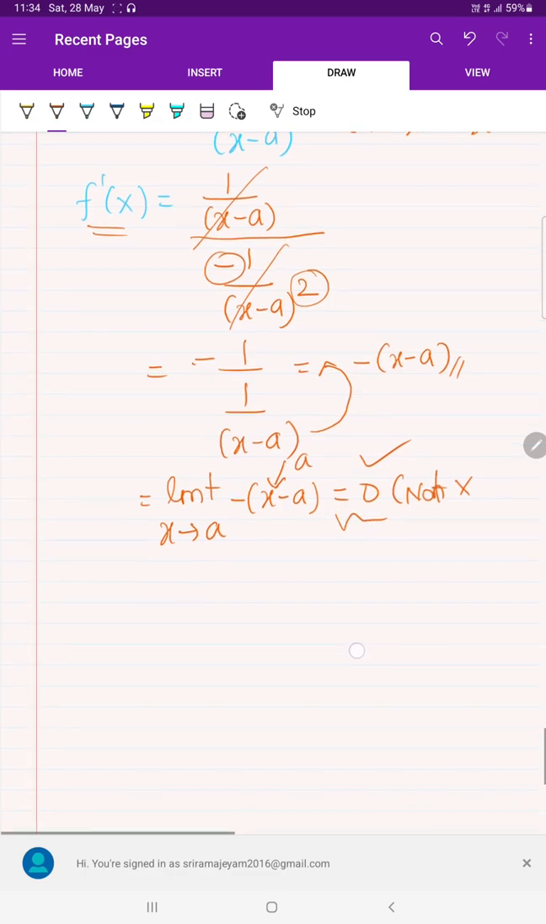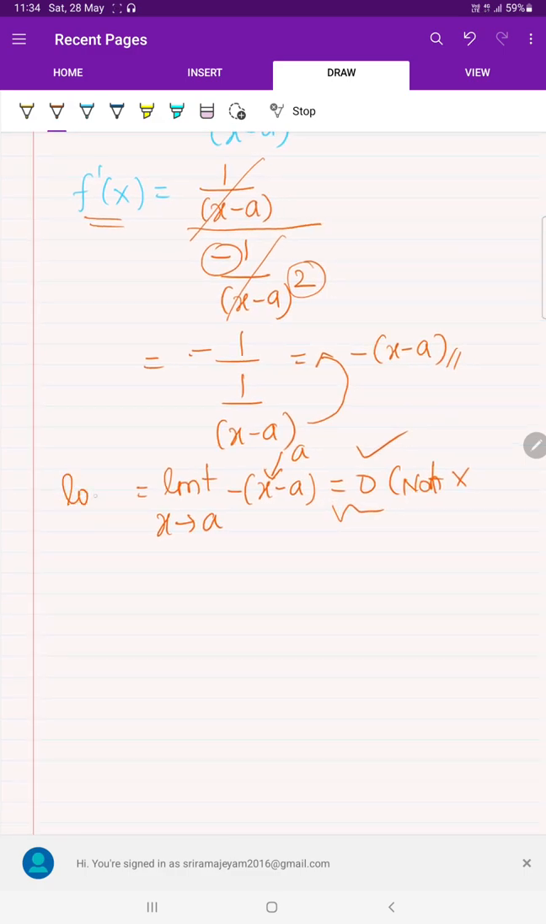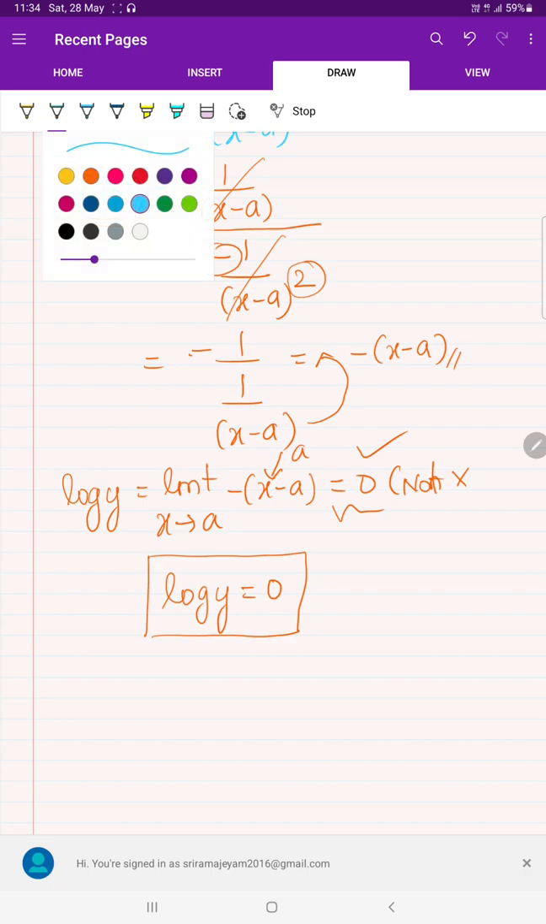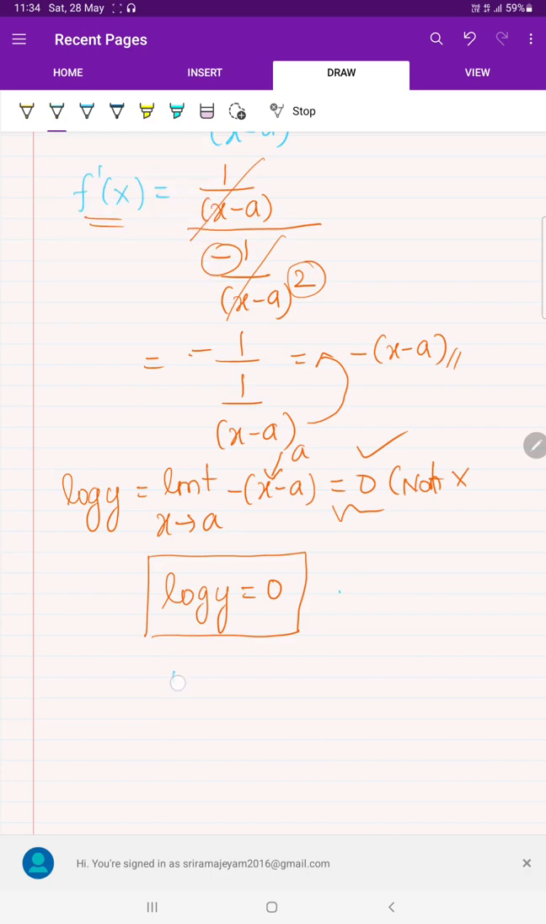So now you can state your conclusion. Go to the LHS. In the LHS we have log y. Now take log y directly equal to 0. Log y equals 0. But the question asks us to predict the answer for y, not log y. Y is equal to (x minus a) to the power of (x minus a). We were asked to find the answer for this one, not for log y.